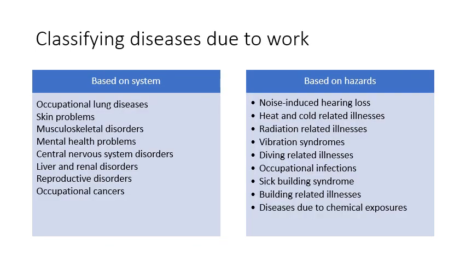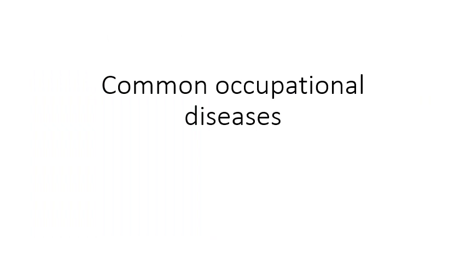Occupational diseases can be classified based on body system or hazards. For example, we can classify occupational diseases into occupational lung disease, occupational dermatosis, occupational musculoskeletal diseases, and so on. We can also classify the diseases based on hazards such as noise-induced hearing loss, heat-related illnesses, radiation-related illness, and so on. Here, I will give you examples of some common occupational diseases.